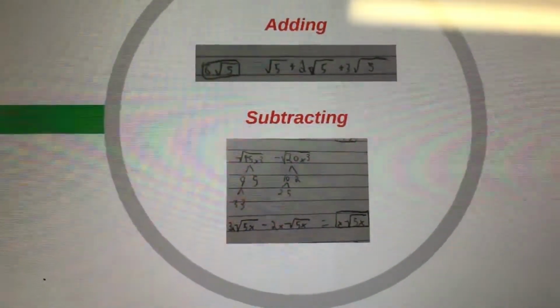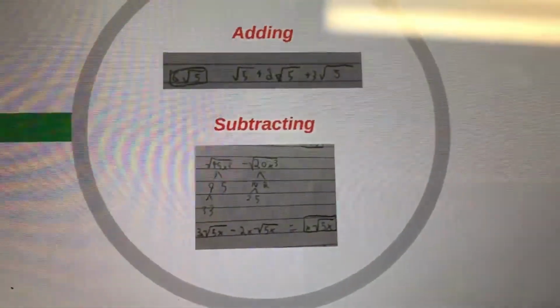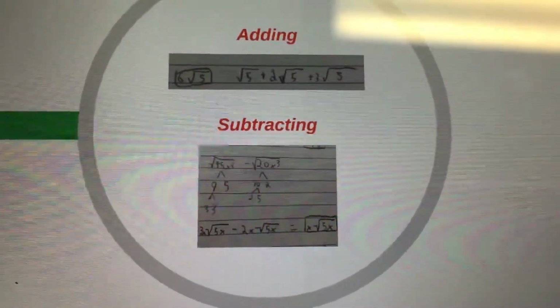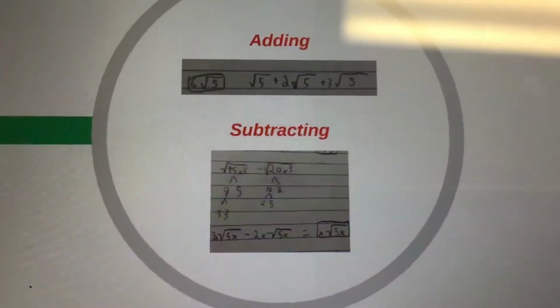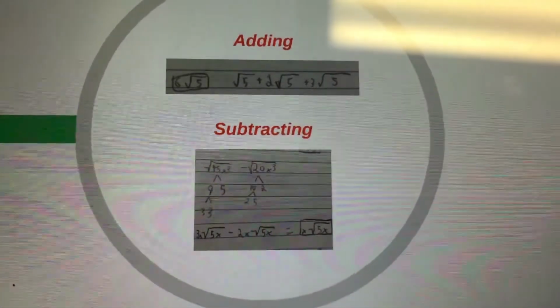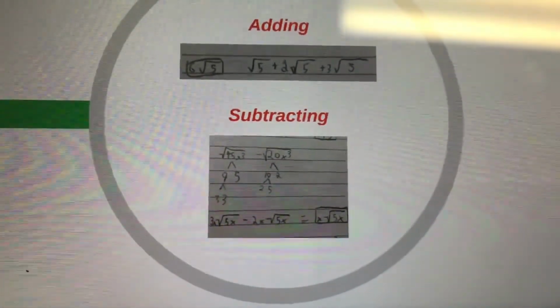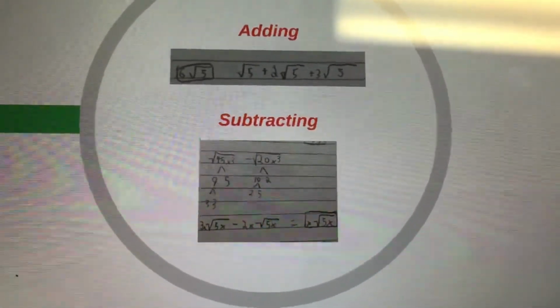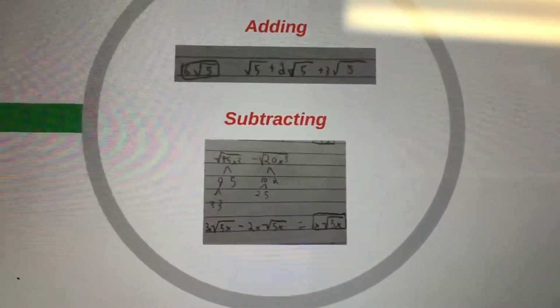In the adding example, there's an imaginary 1 in front of the first square root of 5. You add the 1 plus the 2 plus the 3 to get 6, and keep all of the like radicands to get 6 square root of 5.